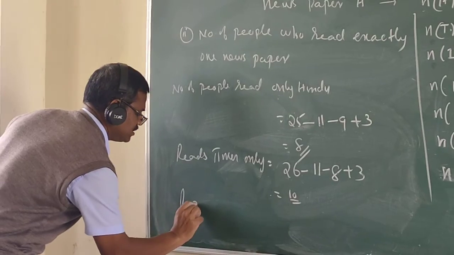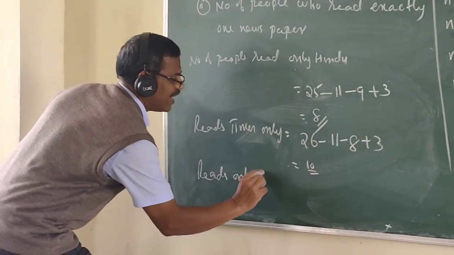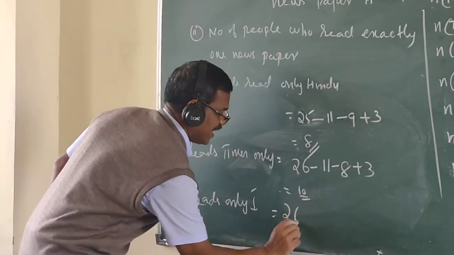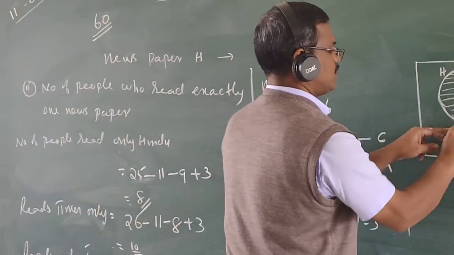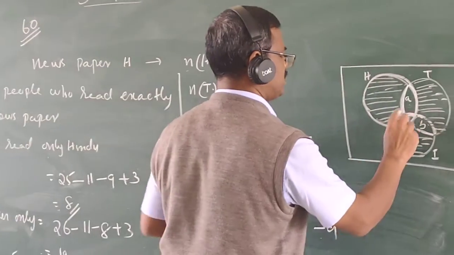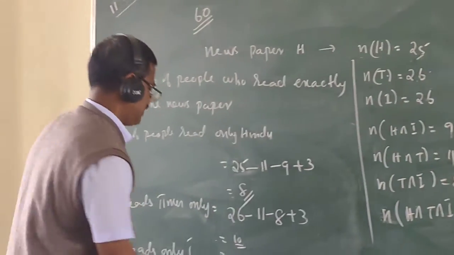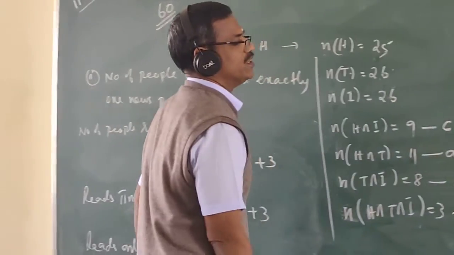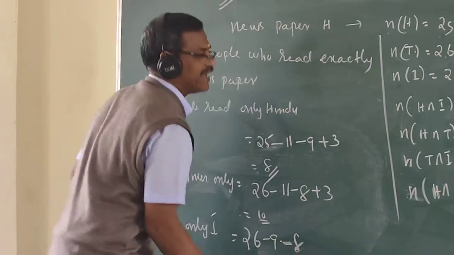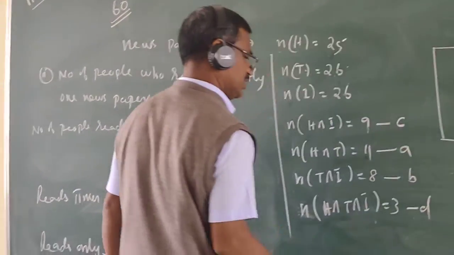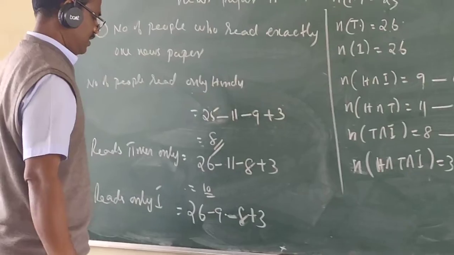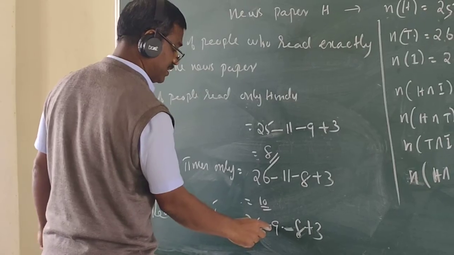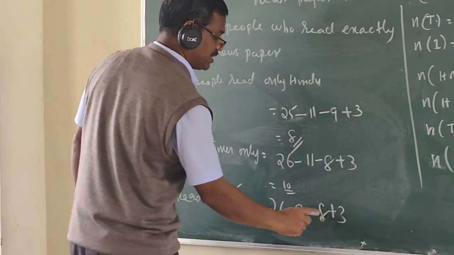Then who reads only I. How many are there? 26 are there. From that 26, we are removing C. C means this portion. C is 9. Then minus B, which is 8. And again the problem is that this is removed two times, so that 3 is to be added. So now 26 plus 3, 29. 29 minus 9, 20. 20 minus 8, 12.